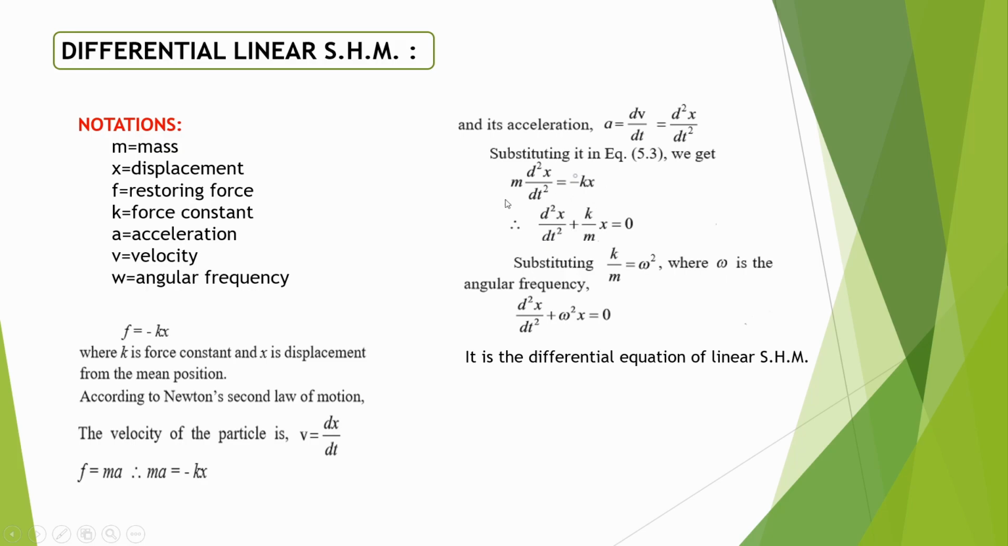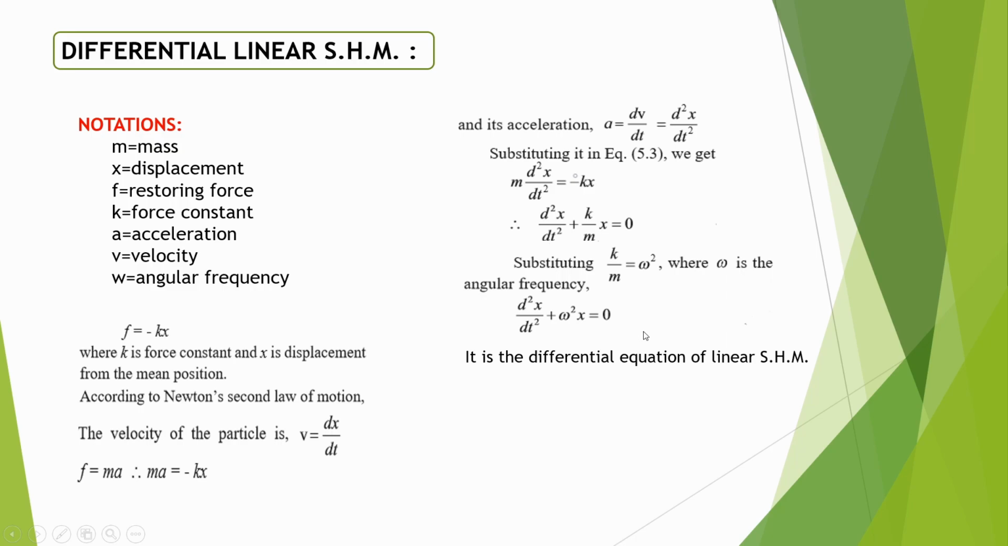But let us substitute k by m, which is a constant. That constant is replaced by omega square, where omega is the angular frequency. After substituting omega square, we get d square x by dt square plus omega square x equal to 0. And that is called the differential equation of linear SHM.